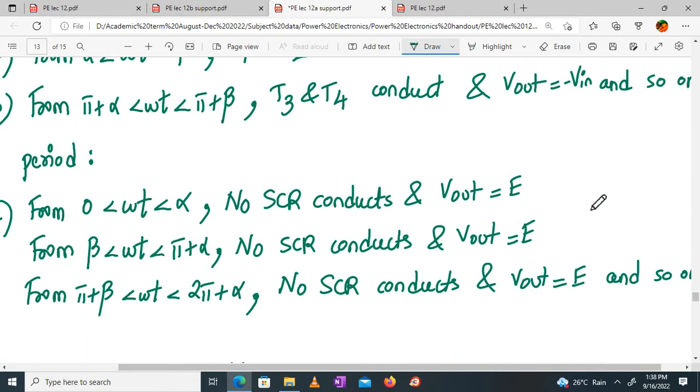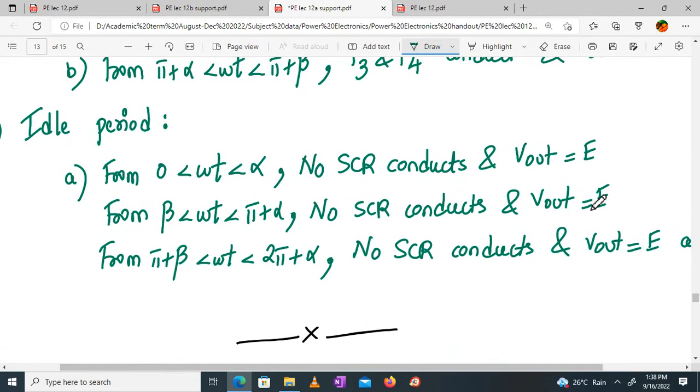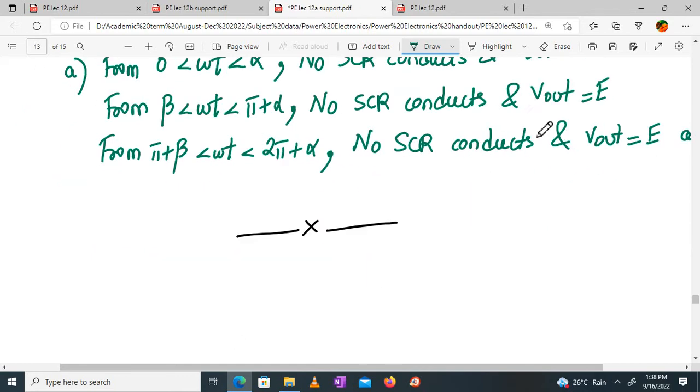Correct? And then ideal period, so what I was talking about, right? From 0 to alpha, no SCR conducts, output is equal to E. From beta to pi plus alpha, no SCR conducts, output is equal to E, and pi plus alpha to 2 pi plus alpha. But we are waiting for a trigger pulse to arrive. So this is the ideal period.